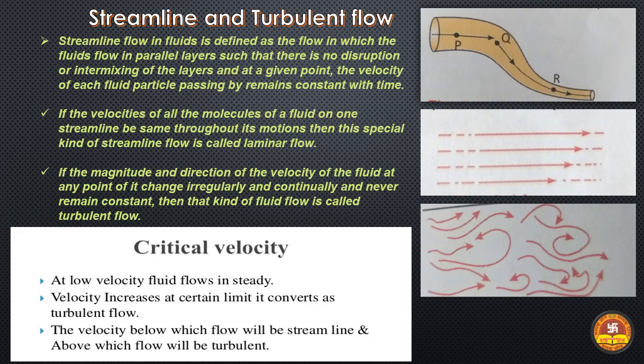Now the velocity below which the flow is streamlined and above which the flow becomes turbulent is known as critical velocity. In simple words, below critical velocity there is a streamline motion, and above critical velocity it is turbulent motion.